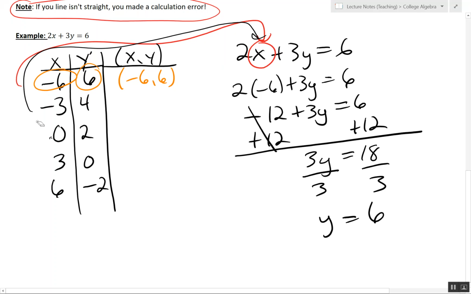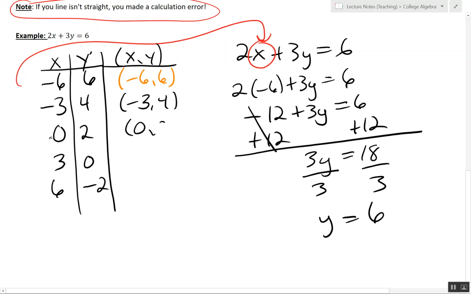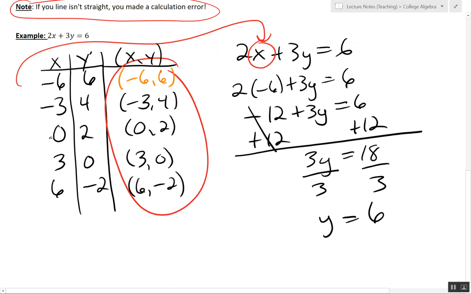So let's clean up this table just a little bit. Nice thing about having a video is you miss something, you can go back. So the other points we're going to get are negative 3, 4, 0, 2, 3, 0, and 6, negative 2. So these are the points we are going to plot. And then assuming they all form a straight line, meaning we made no calculation errors, we'll just connect them all with the line. So let's go ahead and graph that.